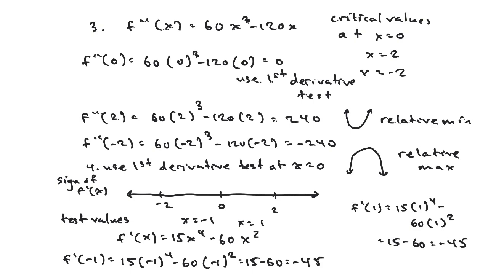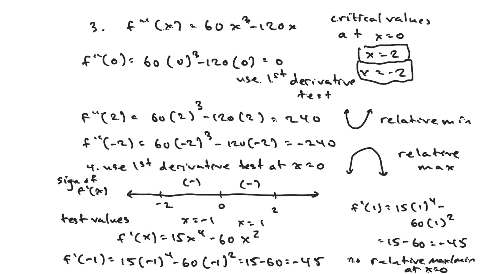So at x equals 0, f prime of x is negative to the left and negative to the right. Since it doesn't change signs there, there's no relative max or min at x equals 0. Now our final step is to take the critical values that correspond to relative max and min, x equals 2 and x equals minus 2, and plug them back into the original expression.